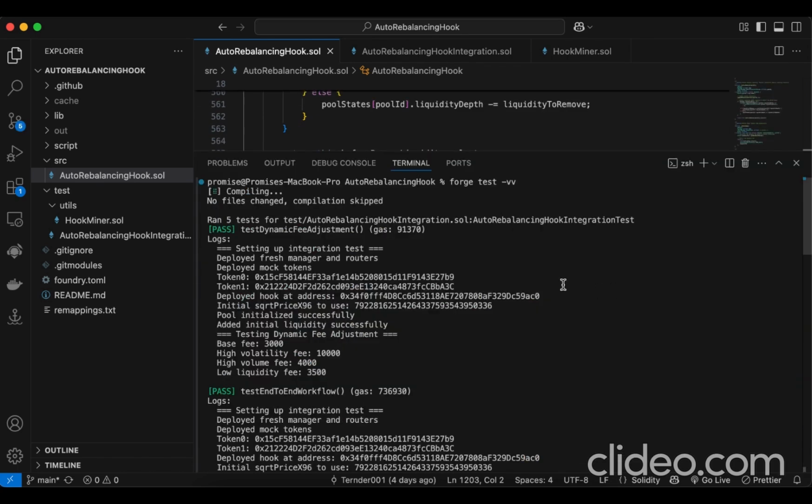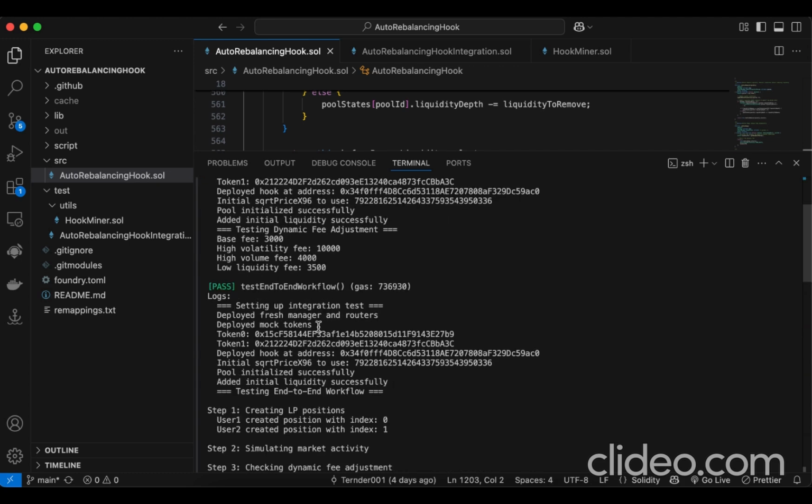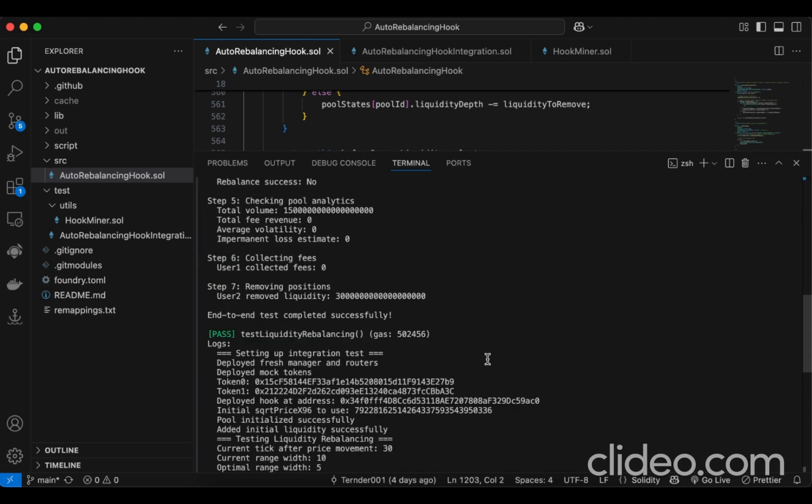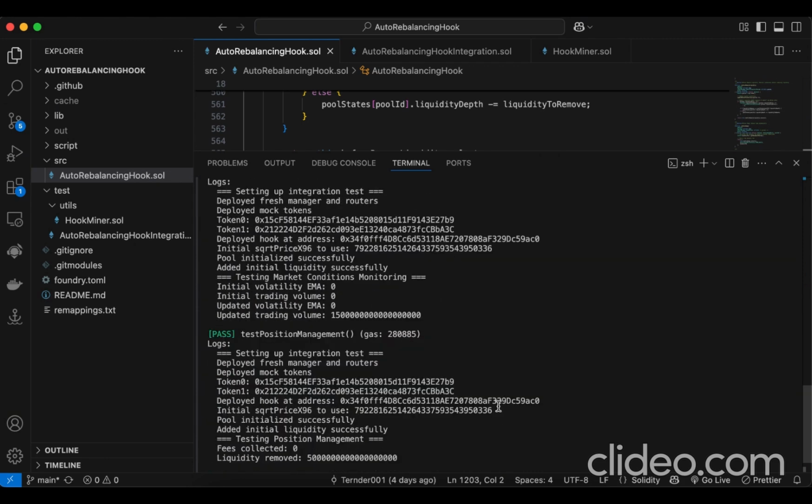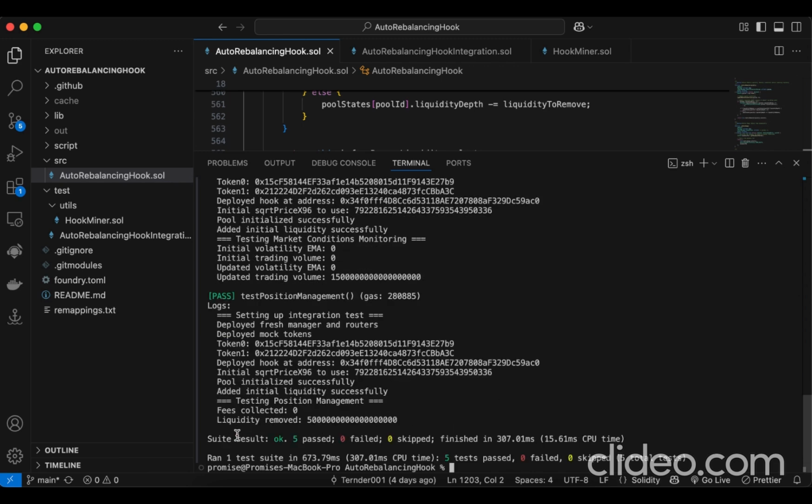I tested for dynamic fee adjustments and it passed. I also tested for the end-to-end workflow. I also tested for liquidity rebalancing here. I also tested for market condition monitoring. And lastly, I tested for position management. And you can see all my tests are passing.